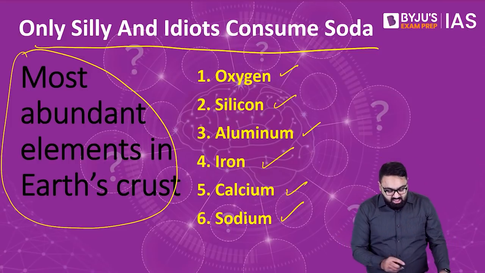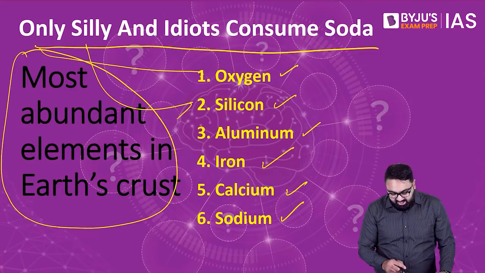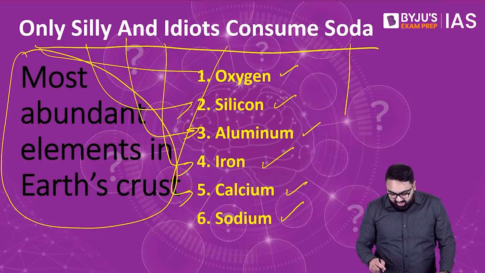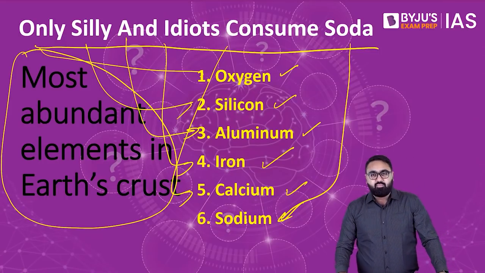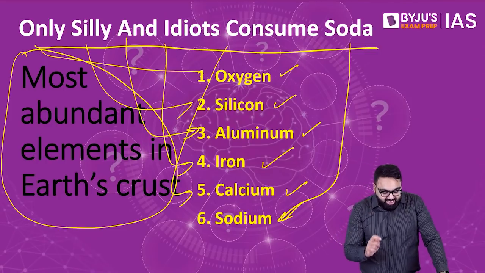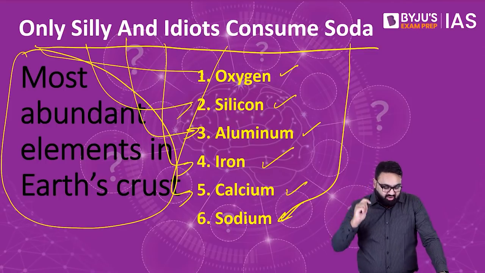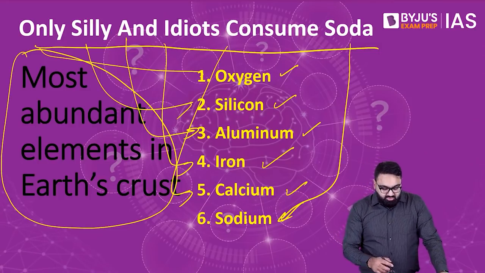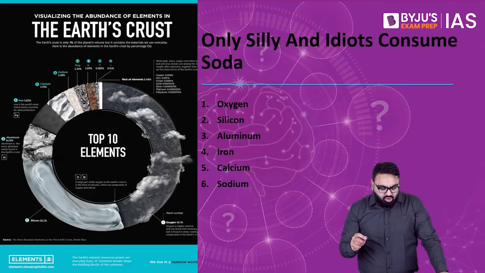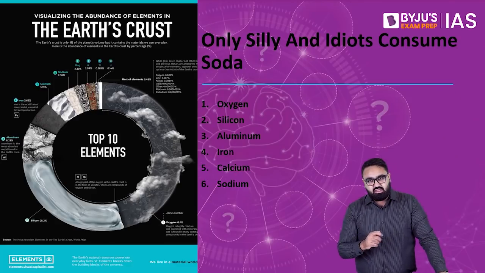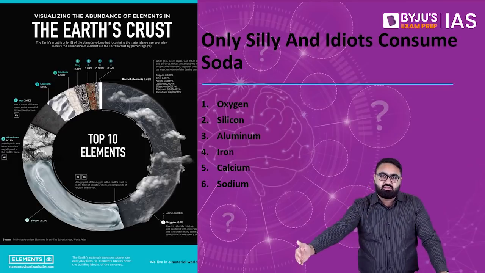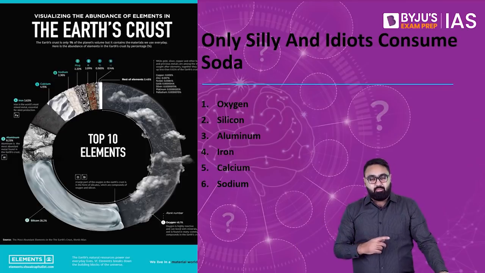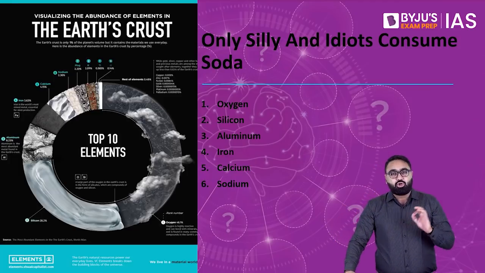So remember this phrase. O stands for oxygen, S stands for silicon, A stands for aluminium, I stands for iron, C for calcium, and S for sodium. That is how you can remember the most abundant elements in the Earth's crust. Oxygen, then we have silicon, we have aluminium, we have iron, we have calcium, and we have sodium. Do remember this. There is a photo that I am giving you here which talks about the top 10 elements of the Earth's crust. If you want to be extremely certain and play very safe and you remember all the 10 elements, go ahead with that. That is entirely your choice, but I am giving you the option to remember the top 6 at least.